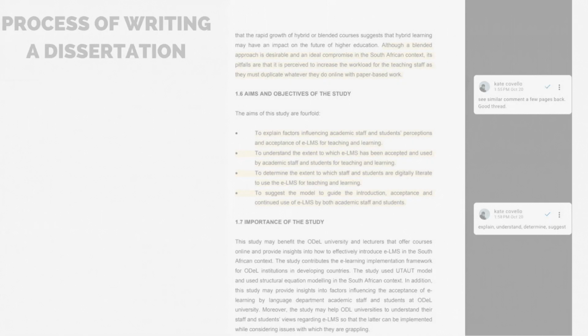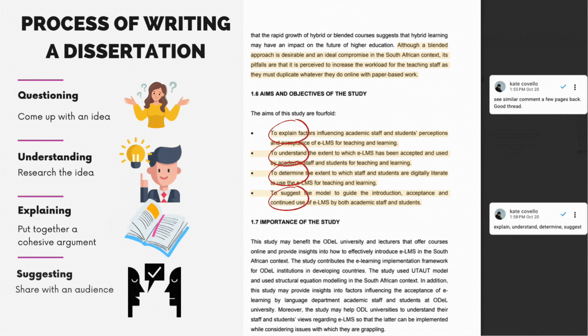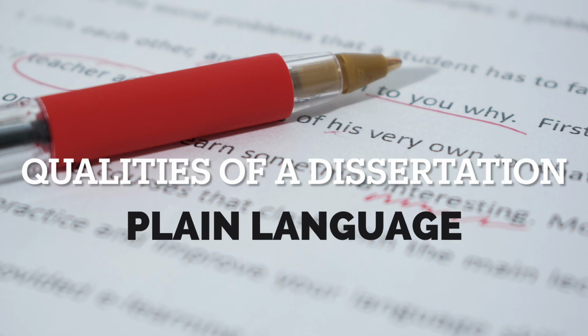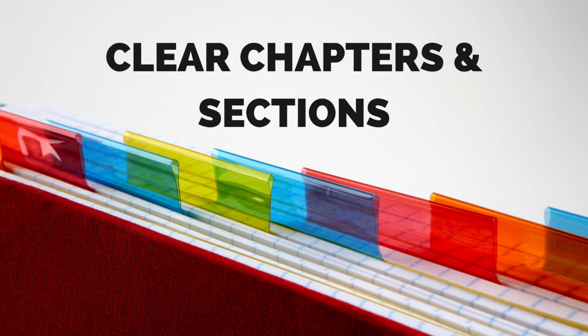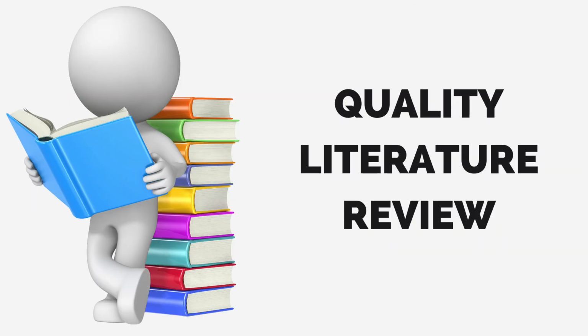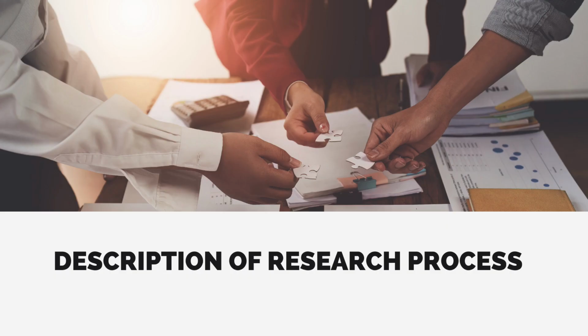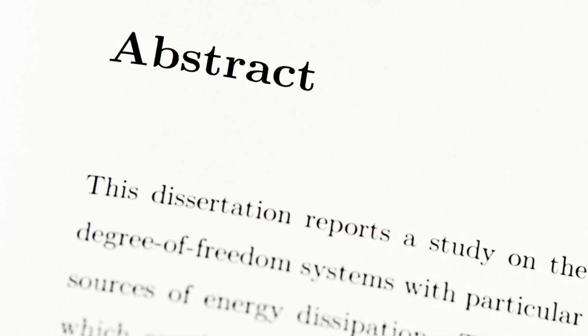So these four keywords that I extracted from one of the dissertations that I read, that was the first of 8 qualities that I think are important for a dissertation. Plain language without the use of jargon, content organized into chapters and sections, a thread throughout that supports the argument, a literature review that's relevant, quotations that support rather than obscure the text, and an explanation of the process and the outcomes of the research, and finally, a good abstract.